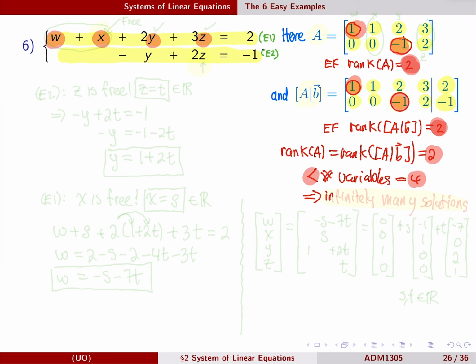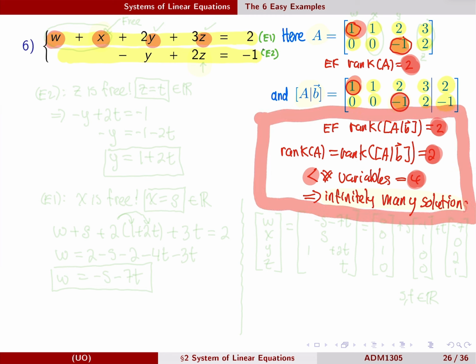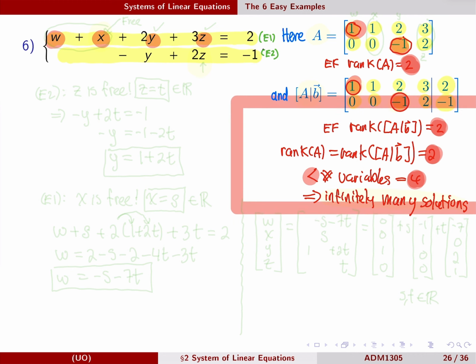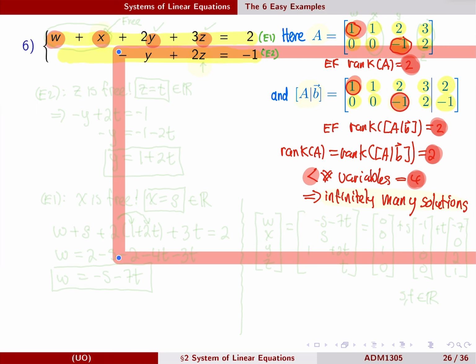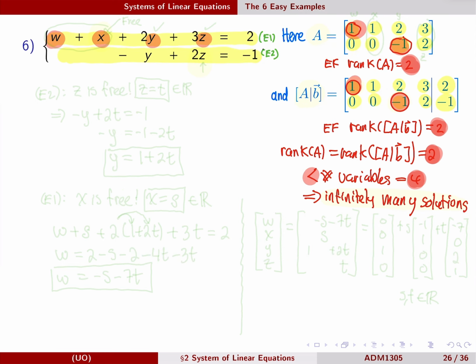Infinitely many solutions. So even if we're not computing anything, we already know how many solutions we're going to get just by looking at the ranks. So let's build this general solution. So for that question, I'm going to start with equation 2 because it's the easier equation.